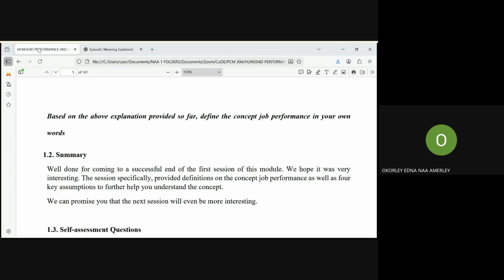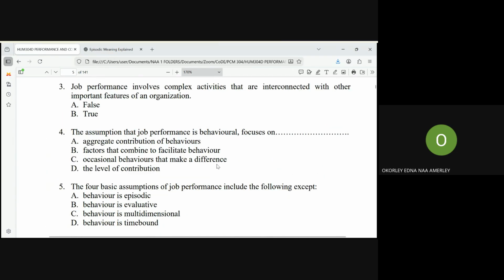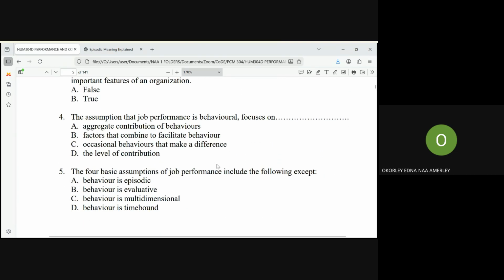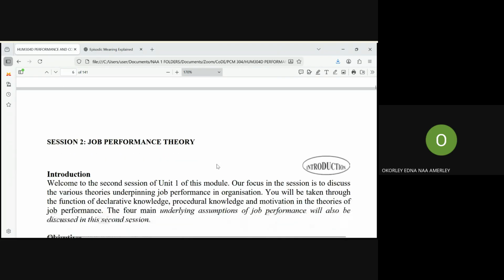Yes, madam. Right. That is great. So we will move on to session 2, and then we will see. There are some questions here. You have the module. Please try your hands on it.